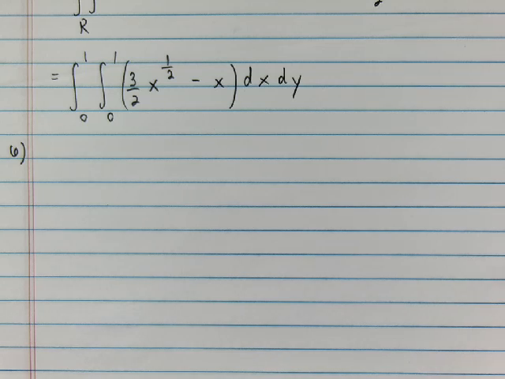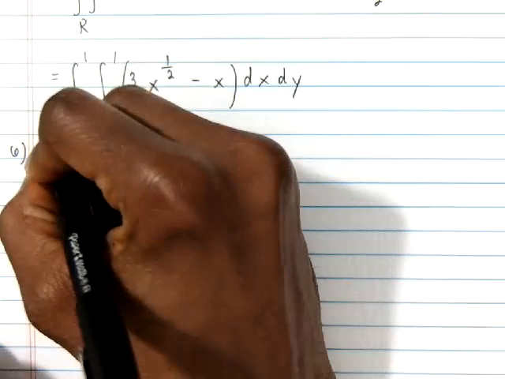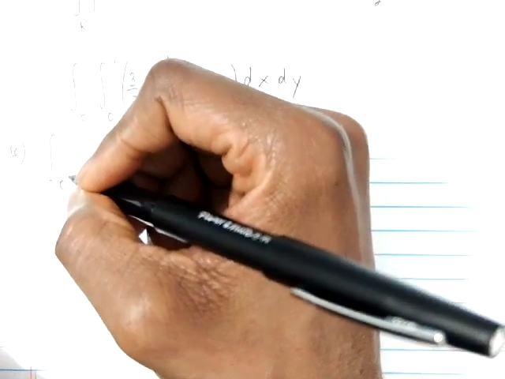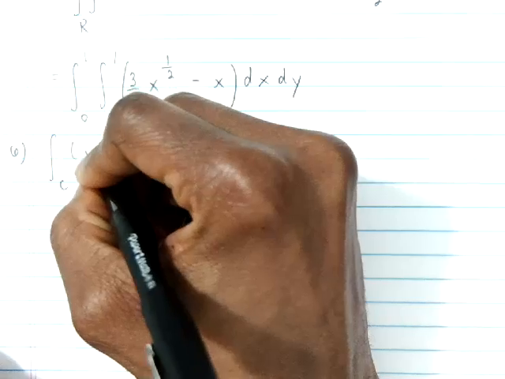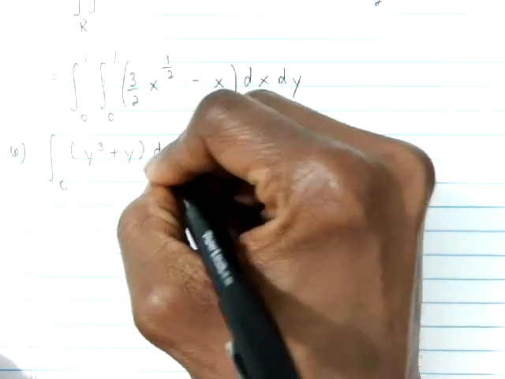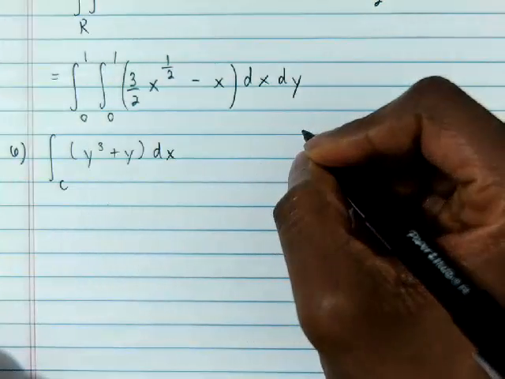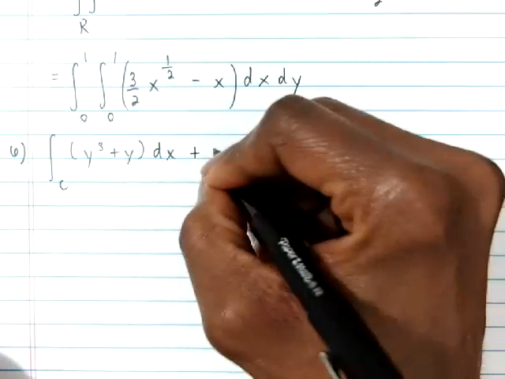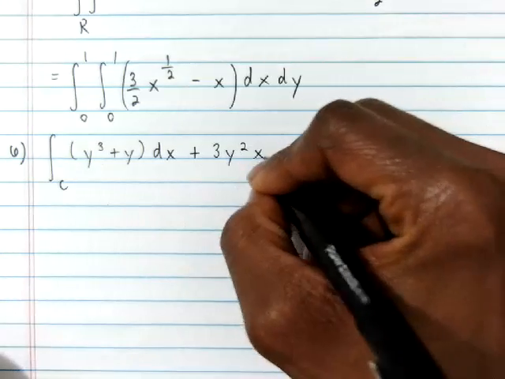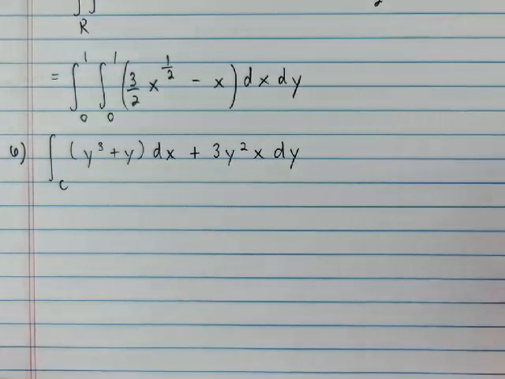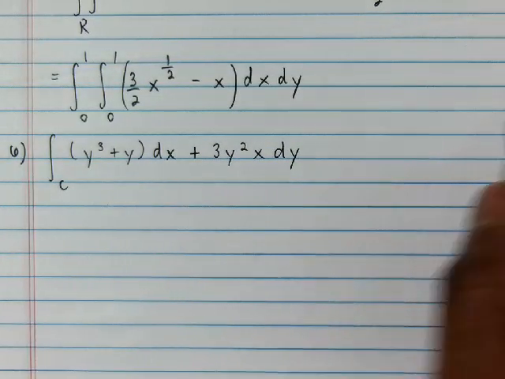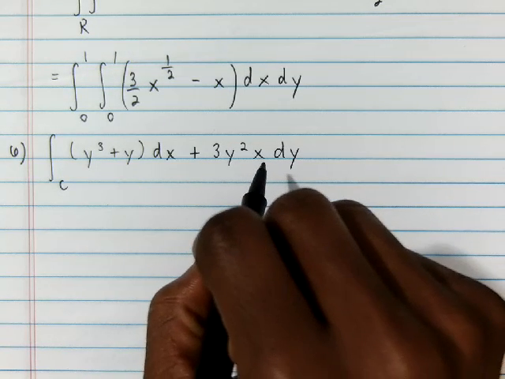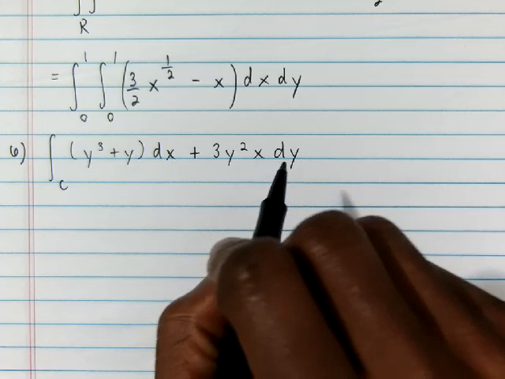So they already have a line integral set up for us. The line integral over C of the quantity y cubed plus y dx, plus 3y squared x dy. And they told us explicitly to use Green's theorem, which is saying don't evaluate this directly. Use Green's theorem to do it instead. So evaluate the double integral instead of doing this directly.